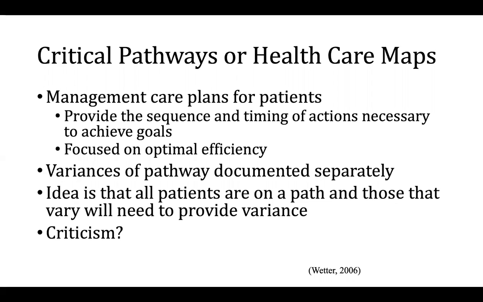There is variability or variance in critical pathways and healthcare maps. This is the only time where you will write down when they do not stick to the pathway. So when they're not following what they're supposed to be doing, being able to document that will be really important.